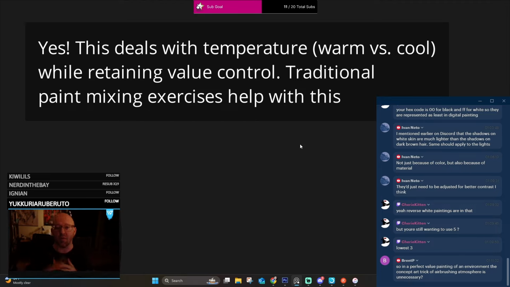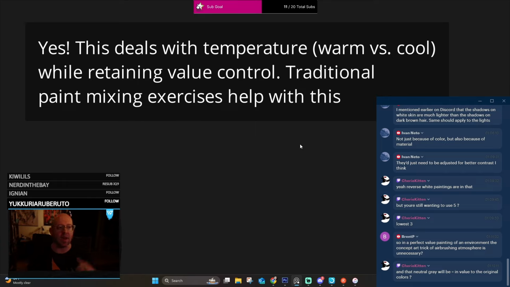Because quinacridone is going to be different than cobalt, is going to be different than cadmium, is going to be different than zinc, all of these things have different properties. So you have to test them. If you're working in a traditional sense, you have to see what happens when you mix them. You have to be a mad scientist. Because not only is it going to affect the chroma and the saturation and the vibrancy of your colors, it literally adjusts the values as well.